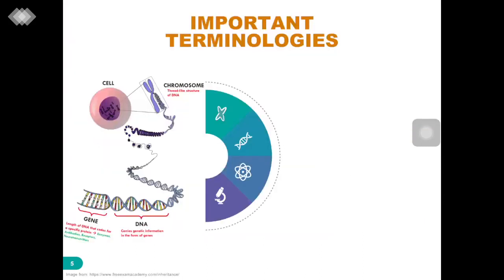Before we go further into the topic of protein synthesis, these are some of the important terminologies that you have to know. The first one is chromosome. A chromosome is a structure where your DNA molecule is packaged and condensed. If you untangle your chromosome molecule, you will actually find your DNA strand.